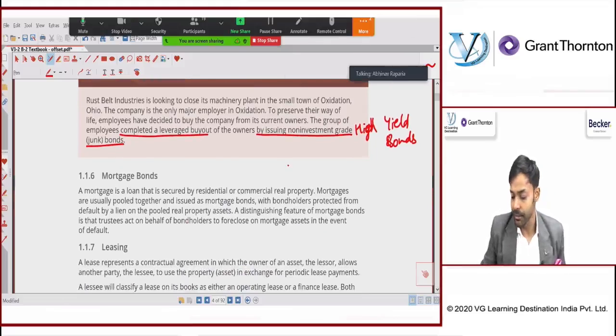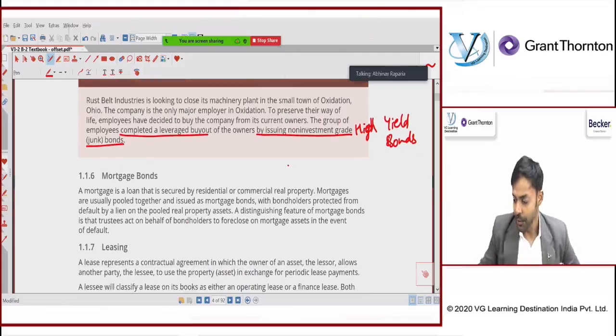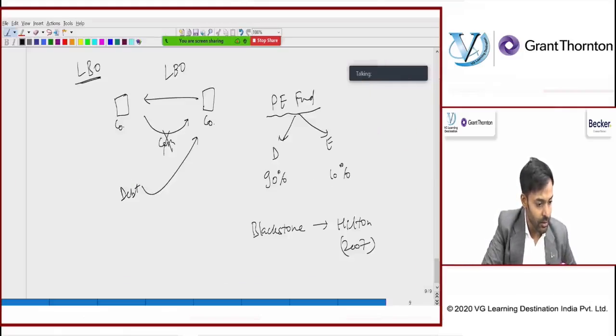So next in line is mortgage bonds, right? So what is mortgage bonds? I'll just share the file.